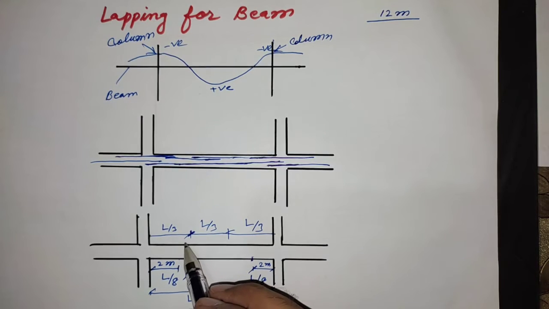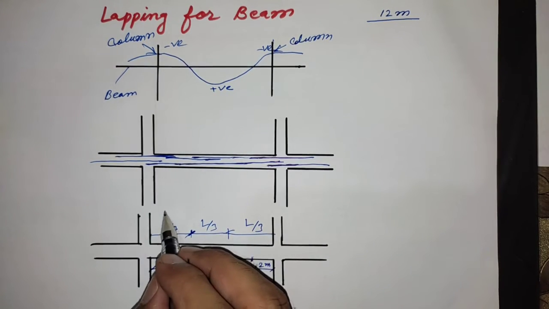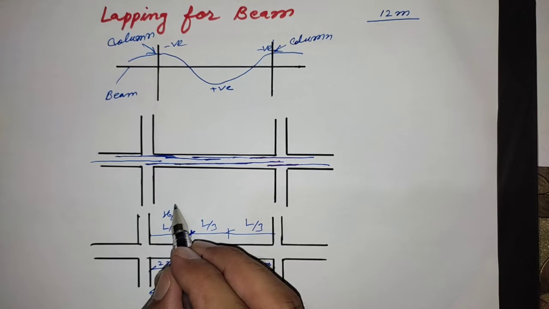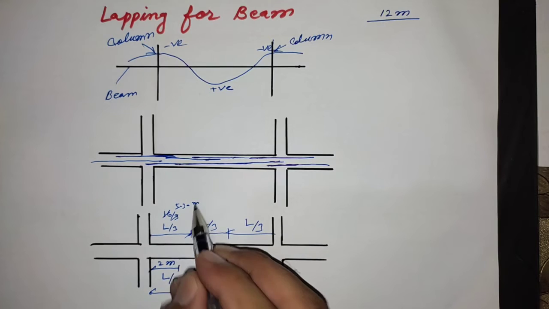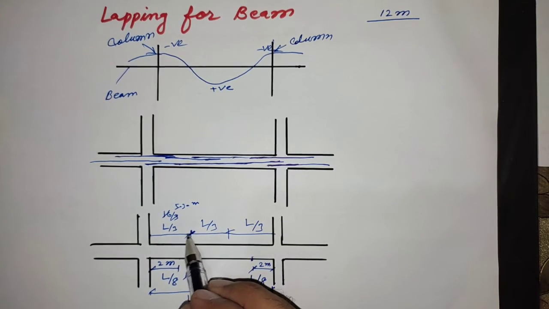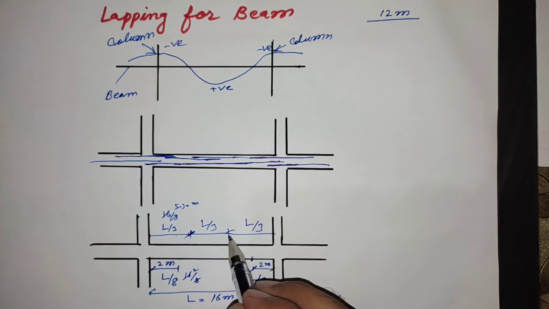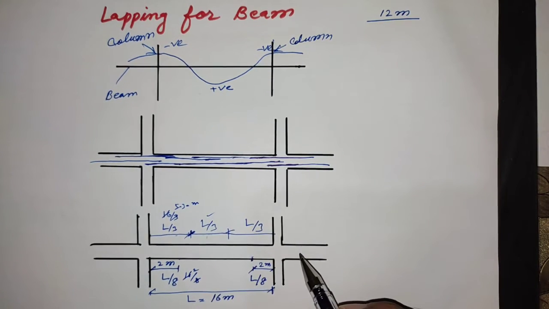In upper reinforcement L by 3, if we have 16 meter, 16 divided by 3, 5.30 meter. After 5.30 meter, from this side and from the other side, we will provide overlapping in this area.